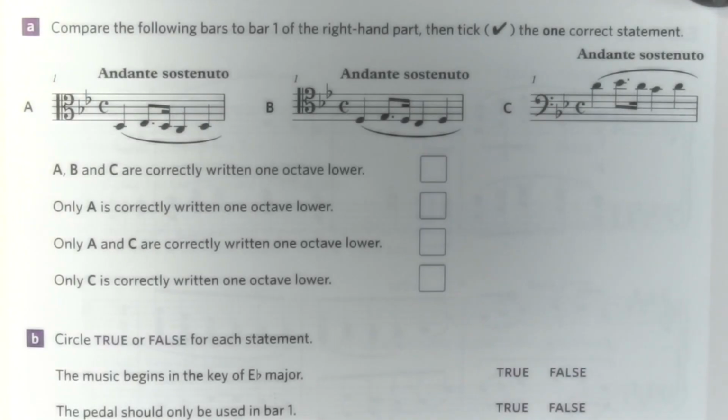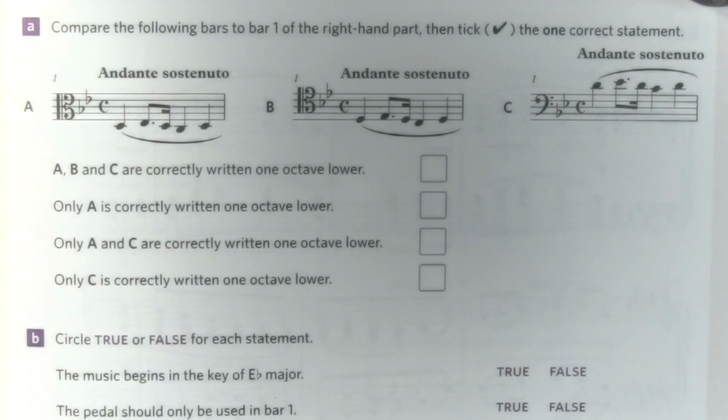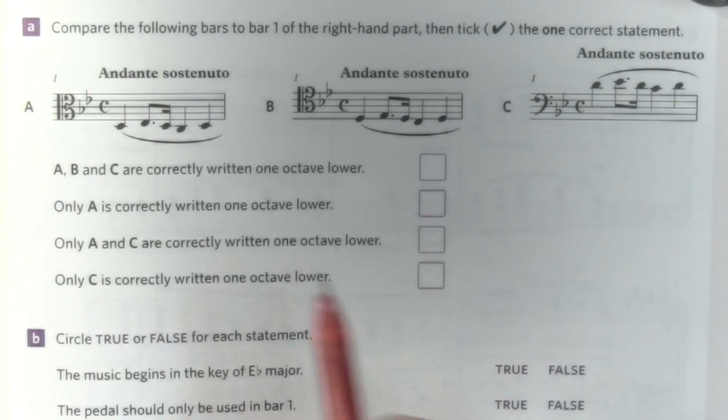This last chapter of the book relates to music in context. We have 4 pieces of music on which we need to answer the questions. The first one relates to pitch. So we have a wonderful piece by Chopin to observe and answer the questions about.